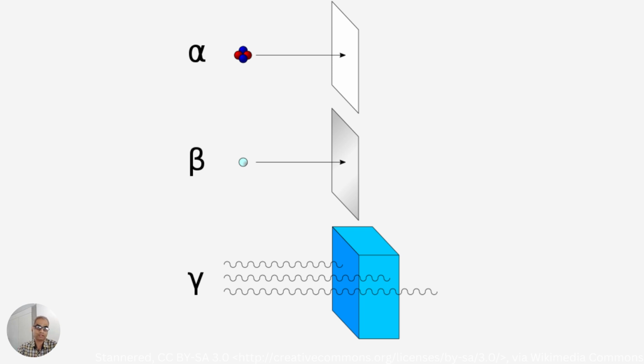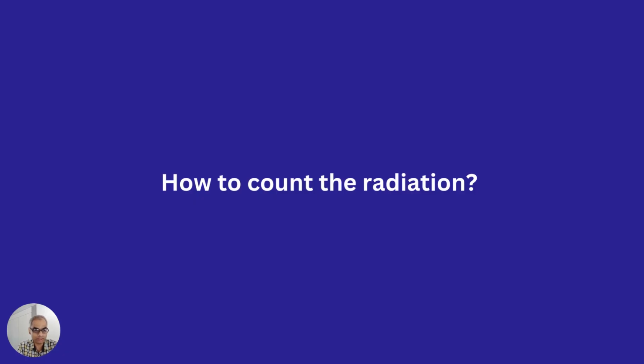The alpha decay penetration power is the minimum and it can be stopped with the help of a piece of paper, whereas beta decay has higher penetration power and we need aluminum sheet to stop the beta decay, whereas the gamma rays have the highest penetration power and will need a lead box or lead sheets or concrete to stop the gamma rays. Now, how do we count the radiation?